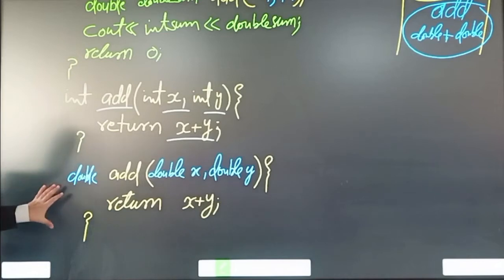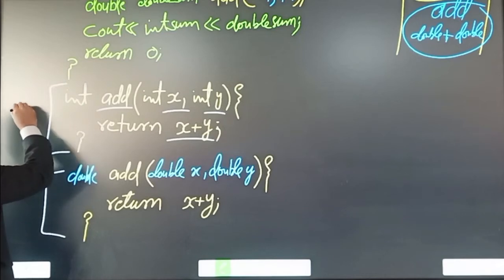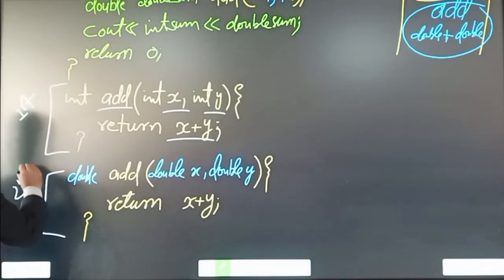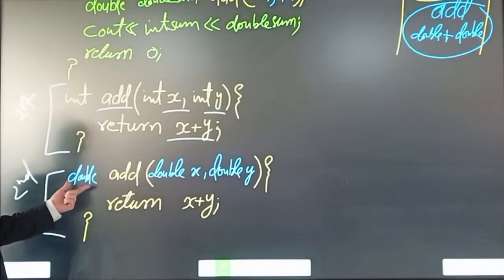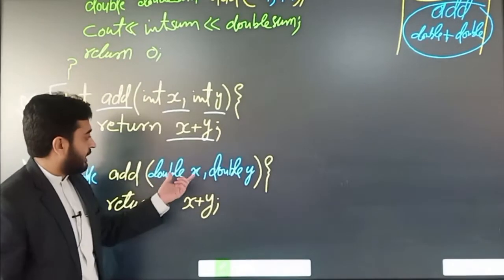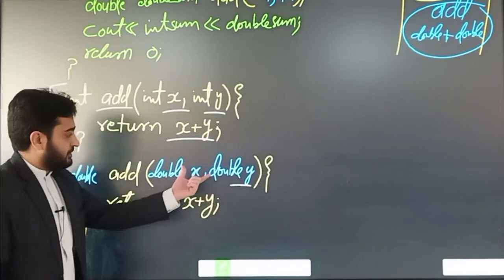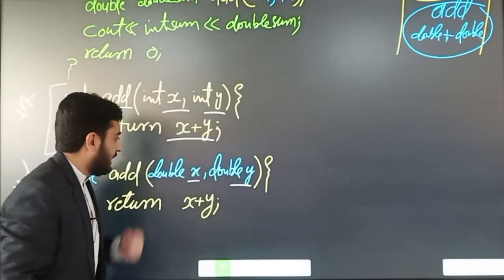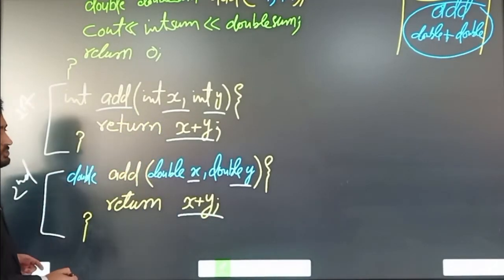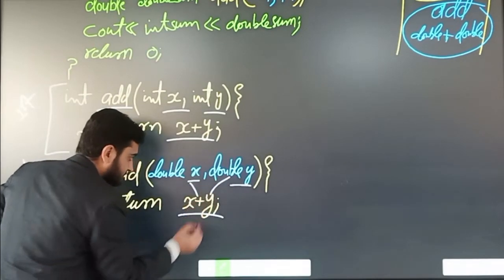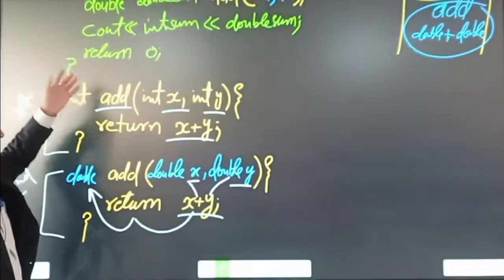This is the first add function, this is the second add function. The second add function has return type double. Its name is add, obviously. In the parameter list you can see we have variables x and y, but their types are double. What this function is going to return is the addition of these two parameters, returning it through this gateway to the main function, where we will call this function.